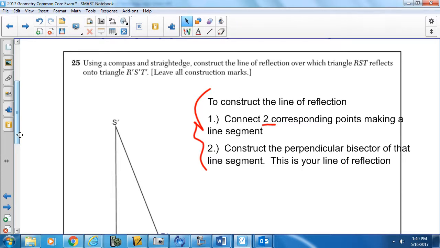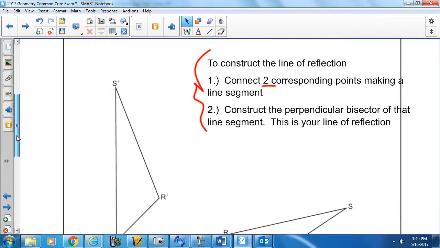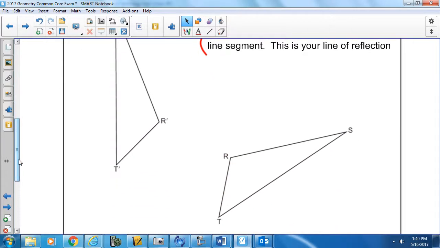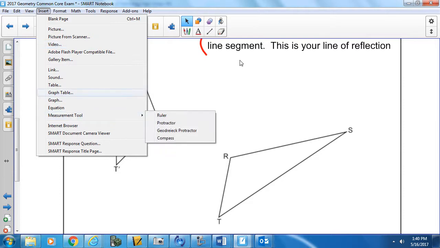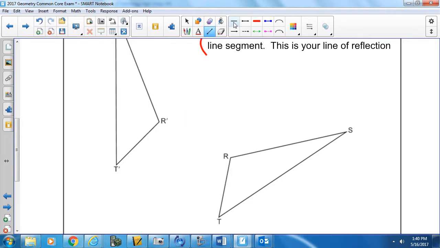So I'm going to go ahead and do that here. Hopefully you have a compass or something like that, but if you do not, just watch this and hopefully get the idea of what I'm doing. All right, so the first thing I'm going to do, you would want to use a straight edge. So I want to connect 2 of the corresponding points. You could do R to R prime or S to S prime. It doesn't matter which pair you do. Just don't do S to R prime or anything like that.